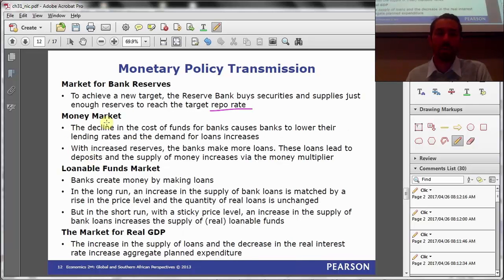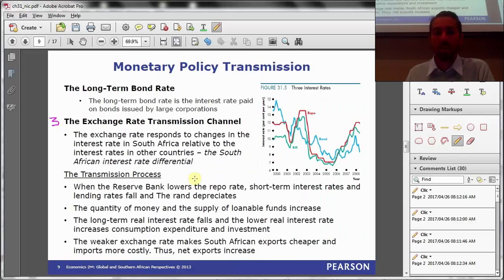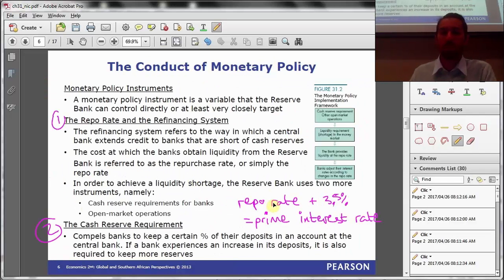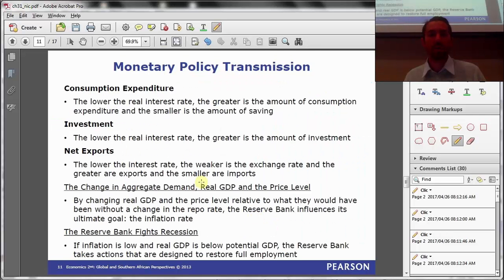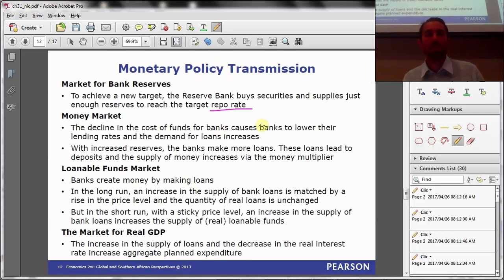What happens in the money market? If you have a decline in the cost of funds for banks, in other words, you lower the repo rate, you lower the baseline rate at which banks can borrow, then banks lower their lending rates as well. Because remember, lending in South Africa usually happens according to repo rate plus 3.5% gives you prime. So if the repo rate goes down, banks' lending rates go down. So in the money market, the decline in the cost of funds for banks causes banks to lower their lending rates, and the demand for loans increases.